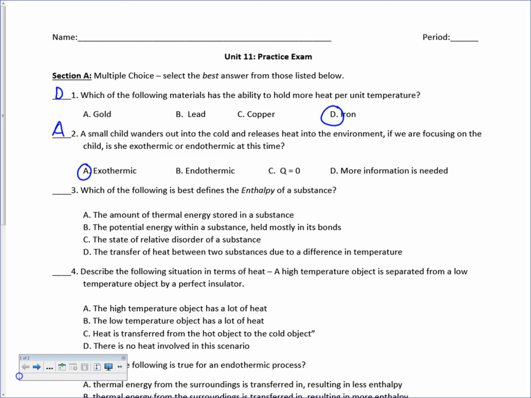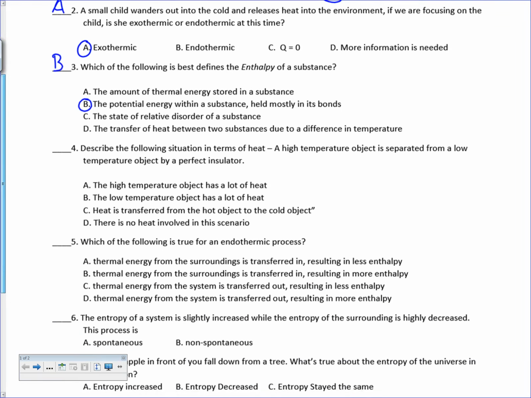Which of the following best defines enthalpy of a substance? Enthalpy, if you look through your notes, and I recommend you look through all of your notes before you take this test, enthalpy is the amount of energy that's stored inside the bonds, mostly, of a substance, also stored inside its volume and pressure, but mostly in the bonds. So looking through that, make sure you understand those other things as well.